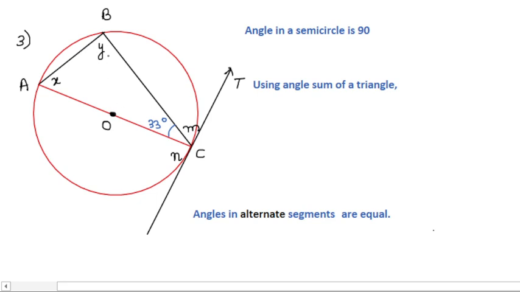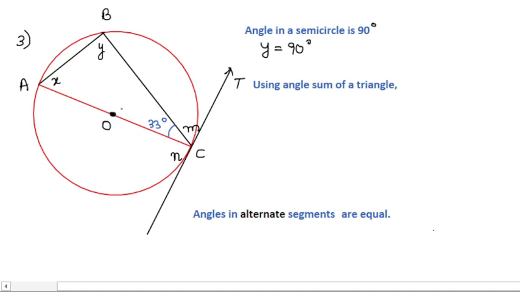Now this angle y is inscribed in a semicircle because this AC is a diameter passing through center O. So angle ABC is an angle inscribed in a semicircle, so it must be 90 degrees. Angles inscribed in a semicircle are always 90 degrees. So when I use this property, I get angle y to be 90 degrees.